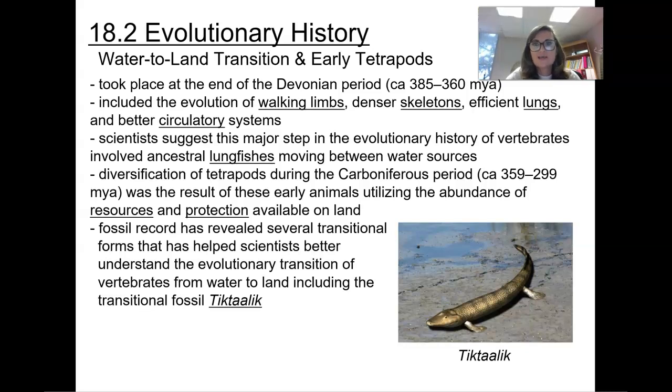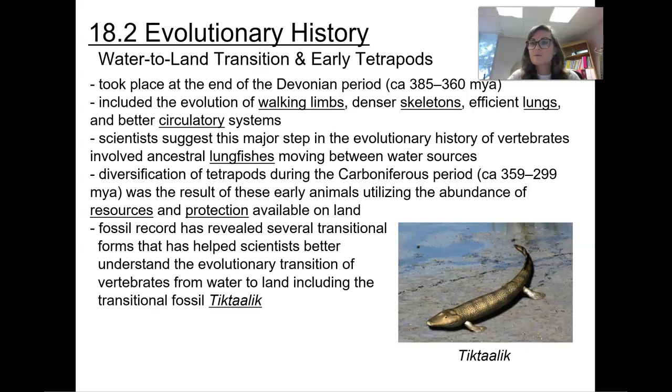Water-to-land transition and early tetrapods are coming up next. So after that happens, they're going to take place at the end of the Devonian period, about 385 to 360 million years ago. This is going to include the evolution of walking limbs. With that, now that they're coming out of the water, they're going to have more atmospheric pressure on them, so they're going to have denser skeletons to be able to withstand gravity.